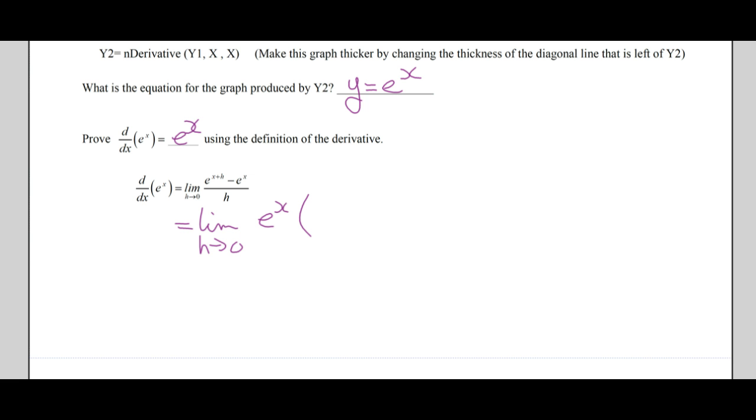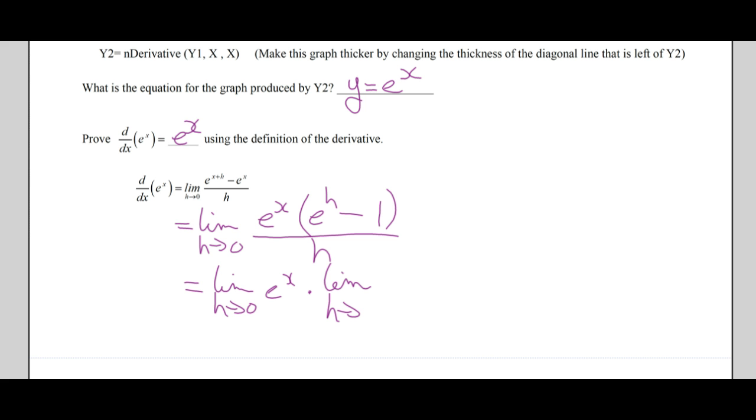So what's the first term become then? E to the x times what will give us e to the x plus h? E to the h. Minus what? 1 over h. Ah, well, what's this? 1. So we've got the limit as h approaches 0 of e to the x times the limit as h approaches 0 of e to the h minus 1 over h.